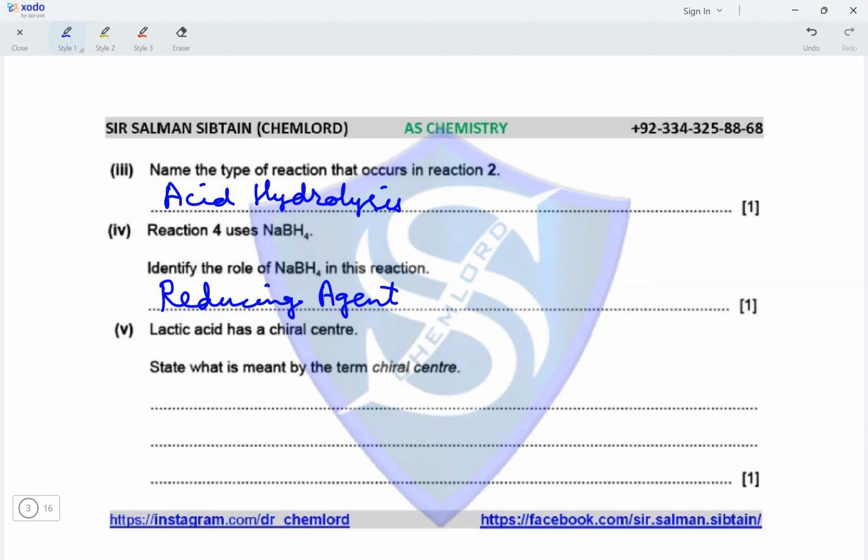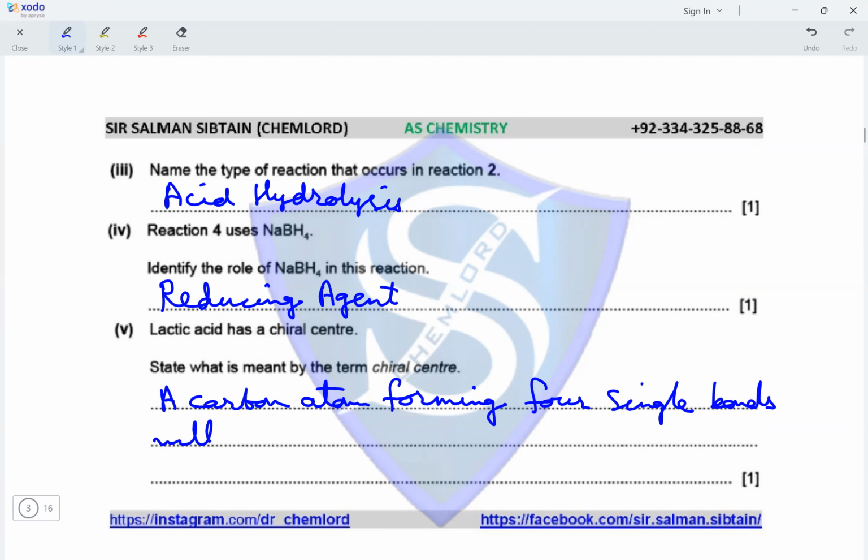Lactic acid has a chiral center. State what is meant by the term chiral center. A carbon atom forming four single bonds with four different atoms or group of atoms.